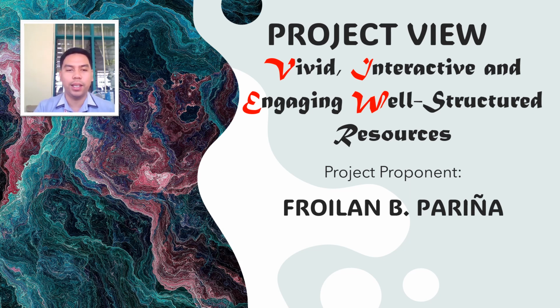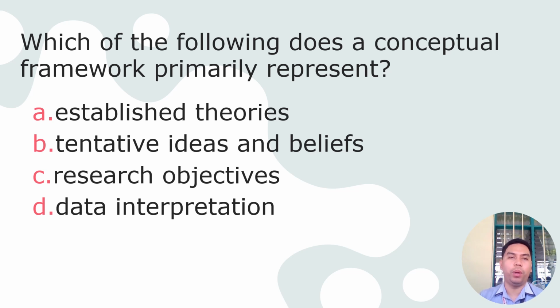So let us start. Question number 1. Which of the following does a conceptual framework primarily represent? A. Established theories. B. Tentative ideas and beliefs. C. Research objectives. D. Data interpretation. Okay, you may write your answer on your paper.